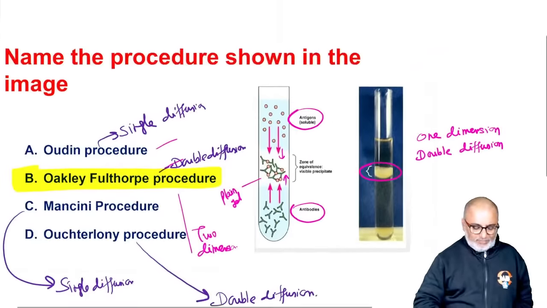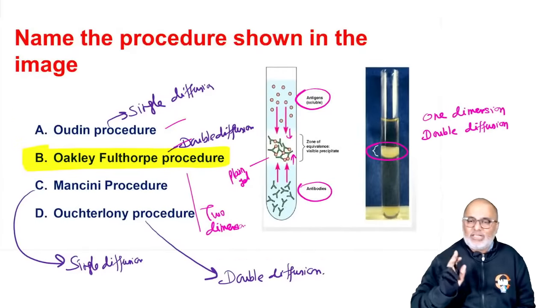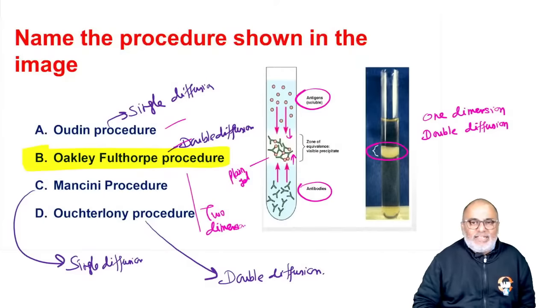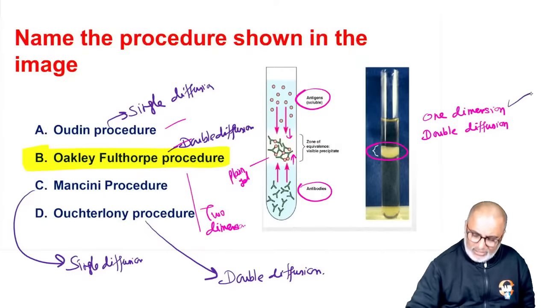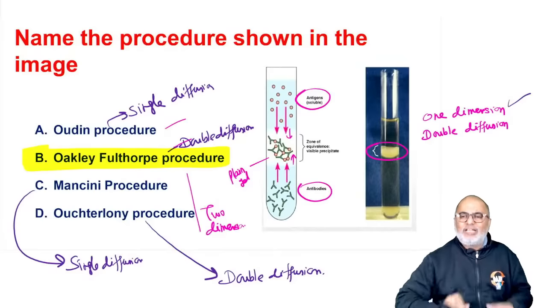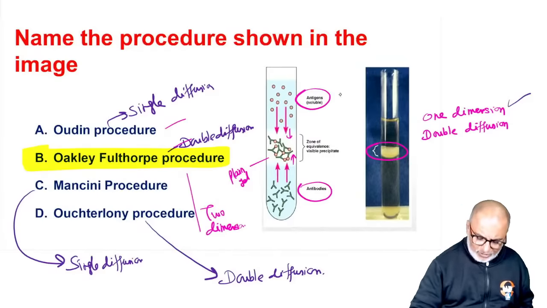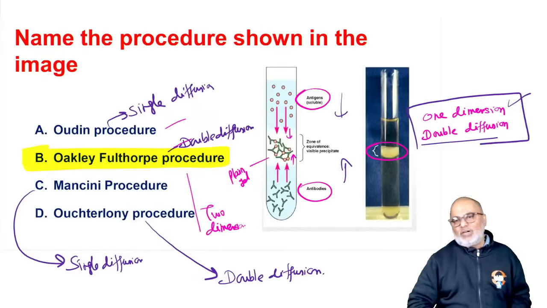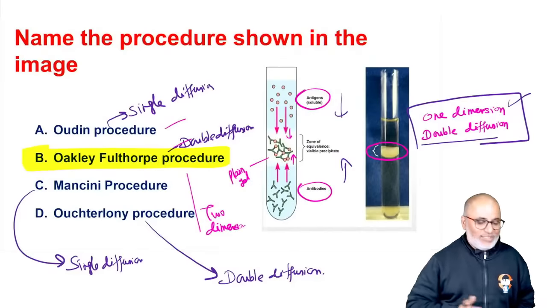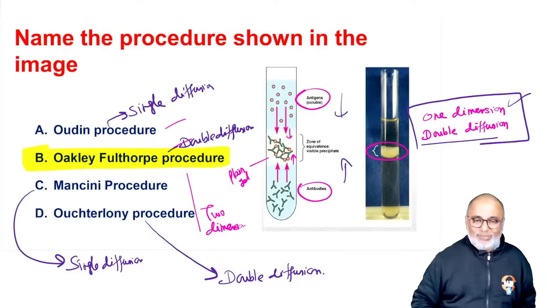Make it easy. I always used to tell, tube means one dimension, plate means two dimension. It is a tube, so one dimension. Only antigen moves, single diffusion. Both antigen and antibody move, double diffusion. Here both antigen and antibody are moving, double diffusion. So first you need to describe it is one dimension, double diffusion is Oakley-Fulthorpe. One dimension single diffusion is the Oudin procedure. Got it?